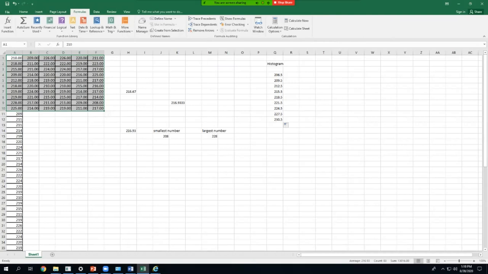Professor, what function are you looking for? Histogram. Did you find it? Sorry, your mic cut out. What did you say? Histogram. Oh, the histogram? Yeah, the histogram, yes. Go to insert.